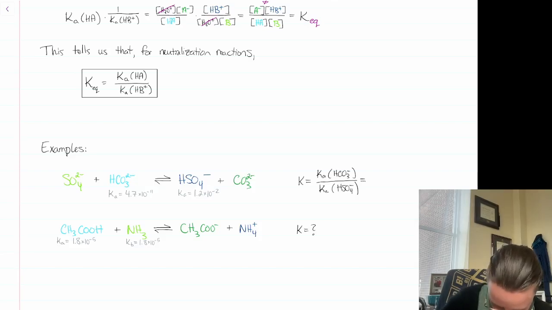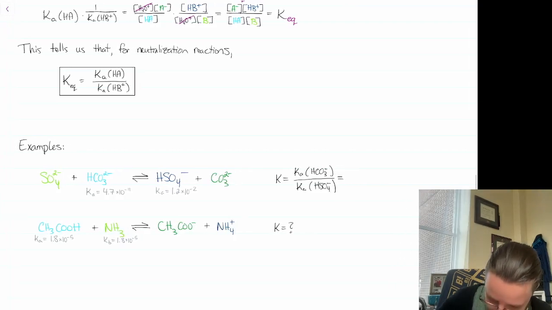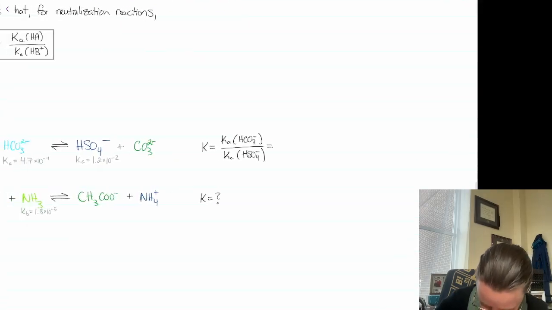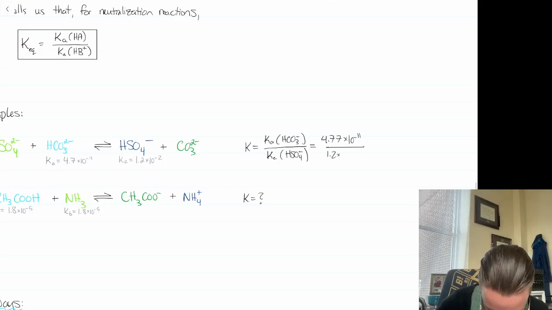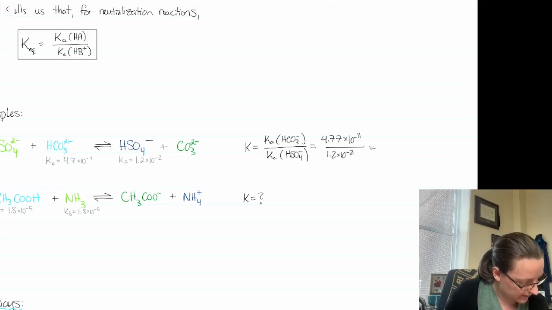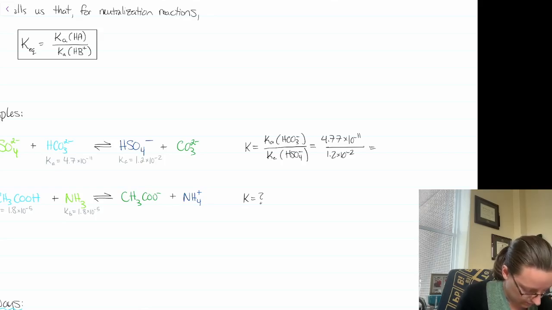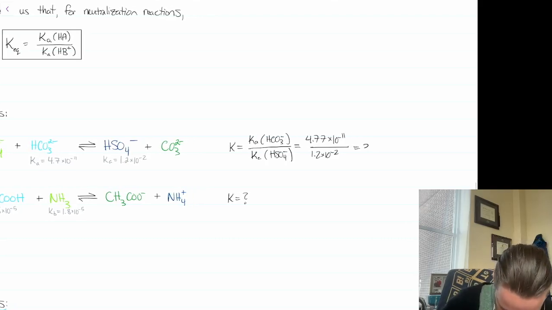Plugging in our numbers, we're going to get that this is equal to 4.7 times 10 to the negative 11th divided by 1.2 times 10 to the negative 2. And if we pull out our trusty calculator, that is going to be equal to 3.9 times 10 to the negative 9th.